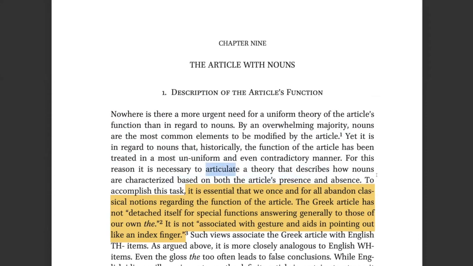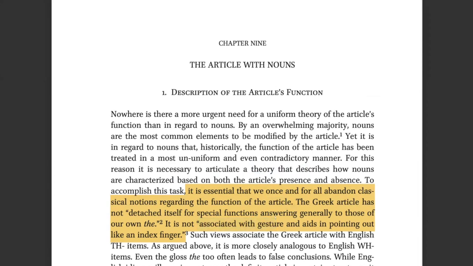To accomplish this task, it is essential that we once and for all abandon classical notions regarding the function of the article. By classical, he doesn't mean classical Greek. He means classical in terms of our English traditional understanding of the grammar. The Greek article has not detached itself for special functions, answering generally to those of our word the. So he's saying that the Greek article does not mean the. It is not associated with gesture and aids in pointing out, like an index finger.